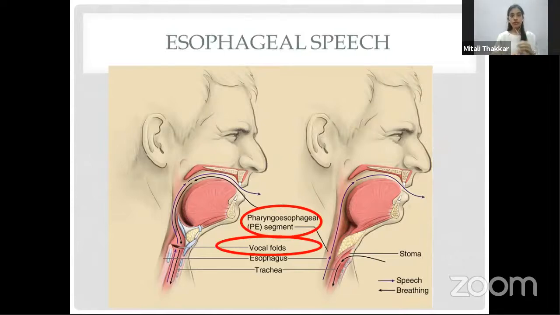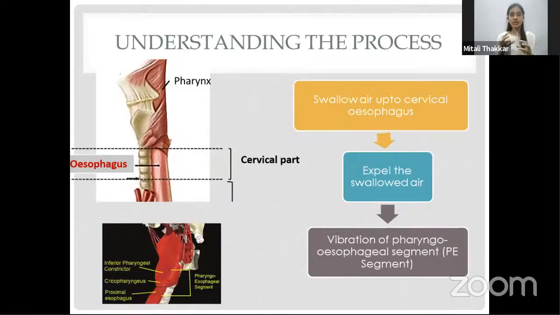So if I look at the process of esophageal speech, you'll realize that you have to swallow the air in the cervical esophagus. In the diagram, I have shown that the cervical esophagus is somewhere around the C5 to C7 level of your esophagus, and then below them, there is thoracic and then abdominal. So you swallow air, which is a trick that you have to learn. It is the trickiest part of the entire process. How exactly do you swallow air?